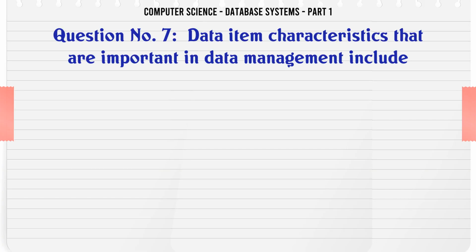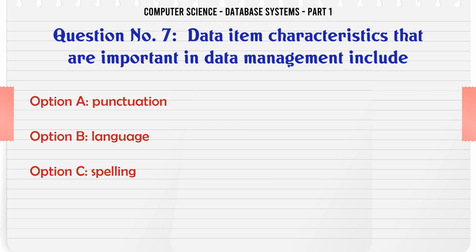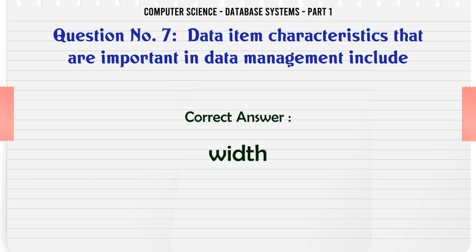Data item characteristics that are important in data management include A. Punctuation. B. Language. C. Spelling. D. Width. The correct answer is width.